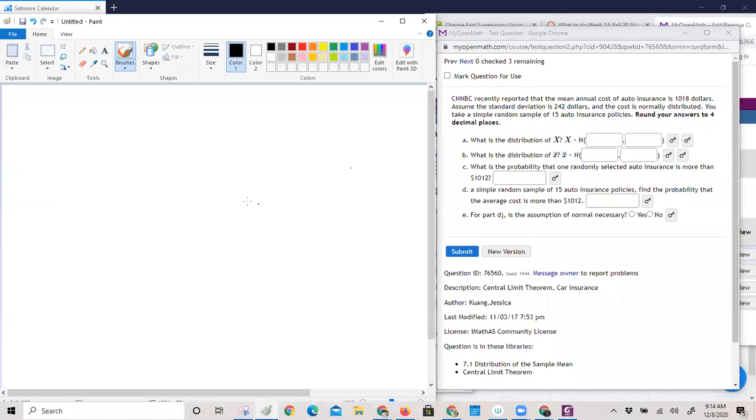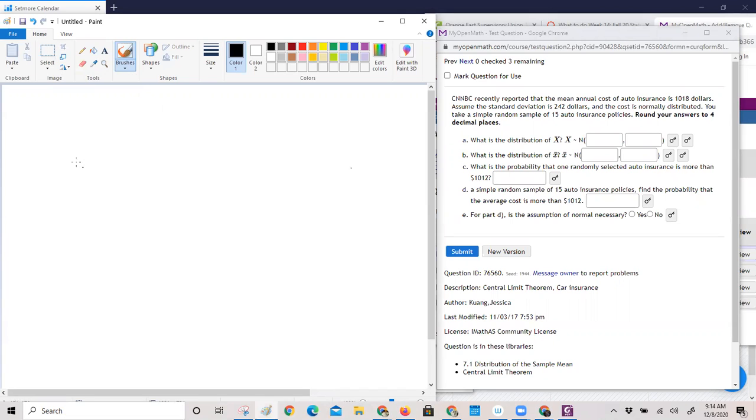Okay, so for this question, what am I seeing? CNBC is reporting that the mean cost of auto insurance is $1,018. Is that what you folks are paying? You're probably paying more than that, aren't you? Of course, this is the mean, and they aren't telling us an age, so you guys have a little bit different group.